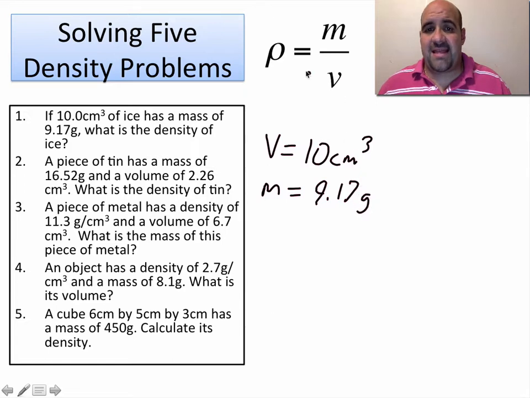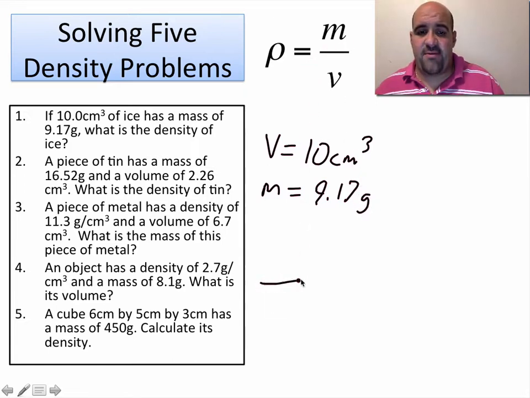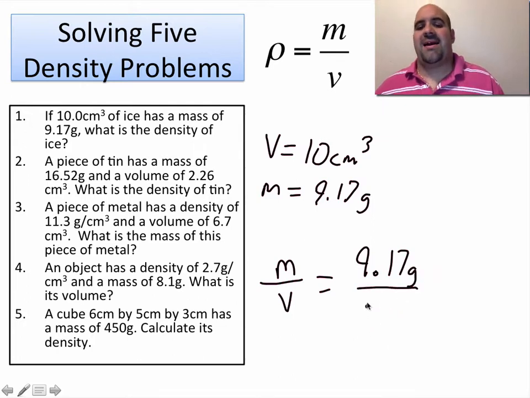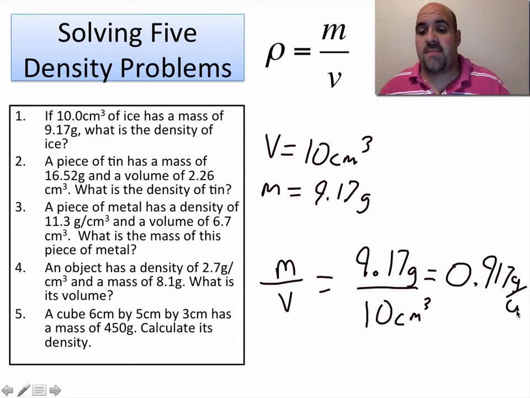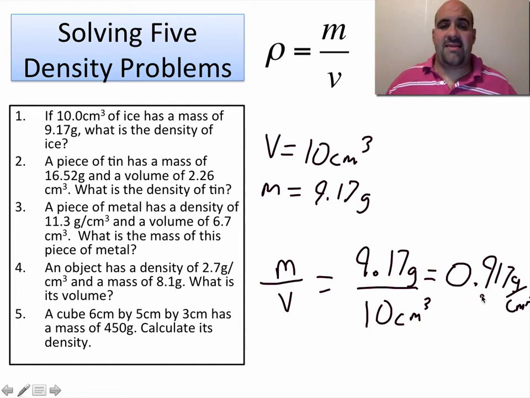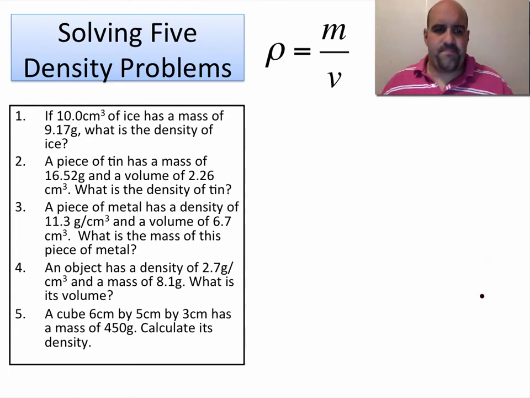9.17 grams. So if density equals mass divided by volume, we take the mass value and divide it by the volume, which is going to equal 9.17 grams divided by 10 centimeters cubed. And of course, when you divide anything by 10, you're just moving the decimal place over 1. This will equal 0.917 grams per centimeter cubed, if you can see that. 0.917. Just take the mass, divide it by the volume. Pretty much straightforward.